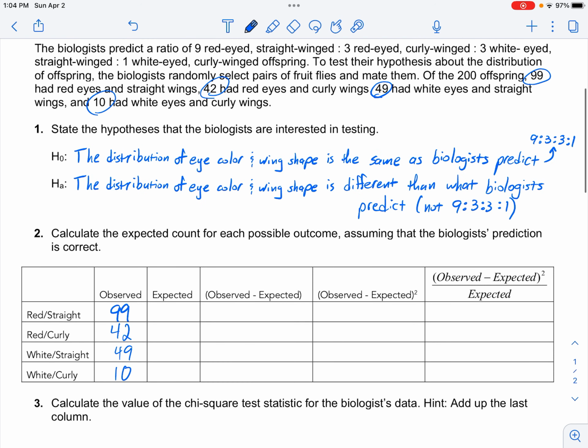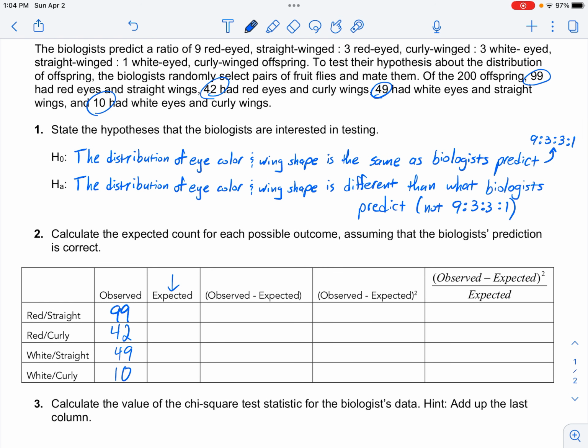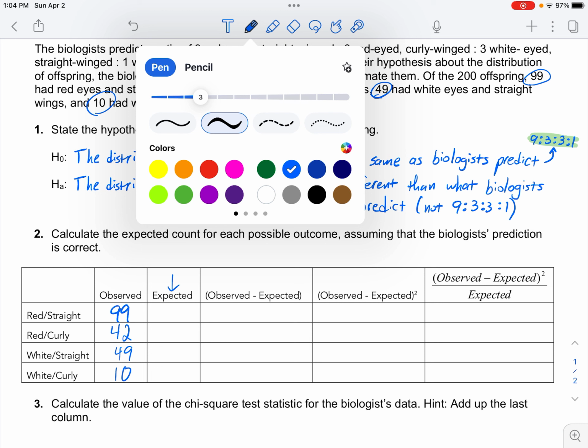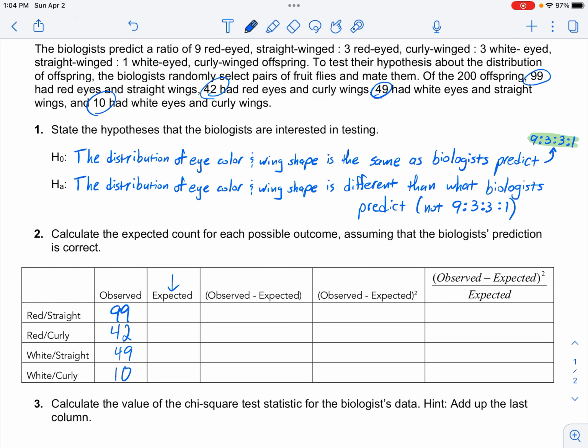Now, what would we expect to happen? Well, that is based on the null. And the null is based on this ratio, 9 to 3 to 3 to 1. So what we need to do is just add these up. What is 9 plus 3 plus 3 plus 1? Well, that is 16. Okay?